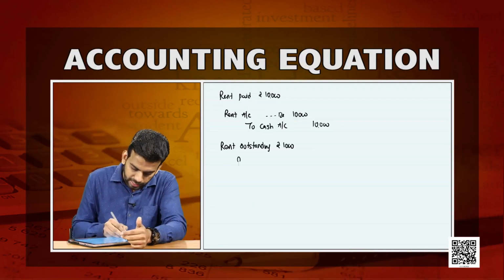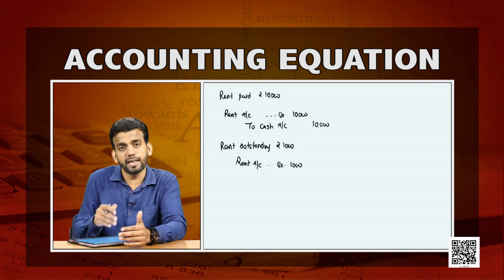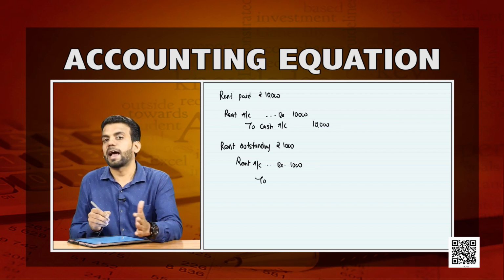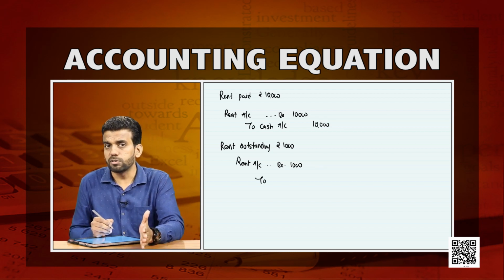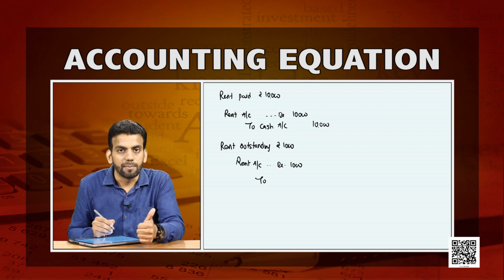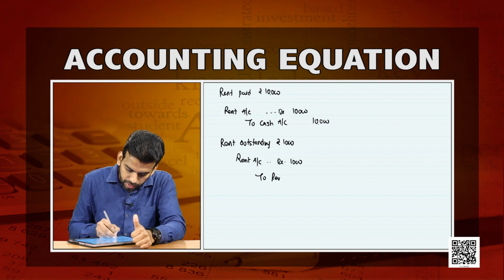And when I say rent outstanding means rent has fallen due, so we must debit rent account. Outstanding means rent has fallen due, but you didn't pay for that. So I am not going to credit cash in that case, because outstanding means not yet paid. When you haven't paid the rent, that means it's a liability, and liabilities increase from credit side. So rent outstanding would be credited instead of cash. Am I clear? Please make a note.